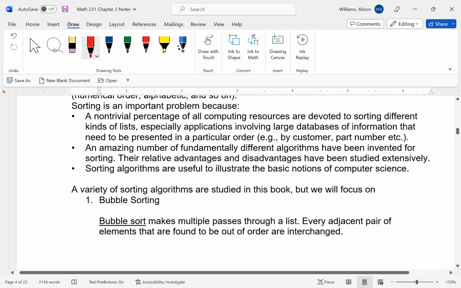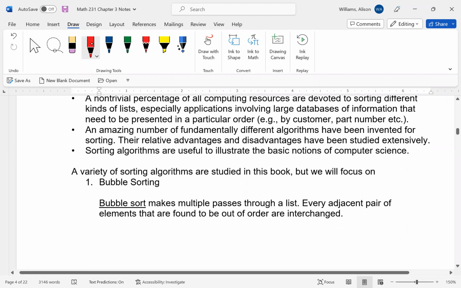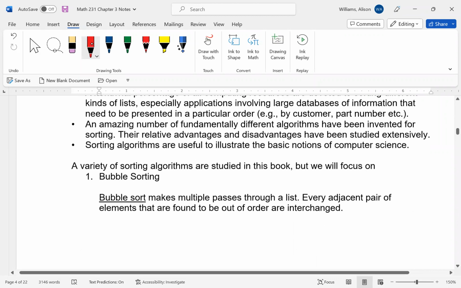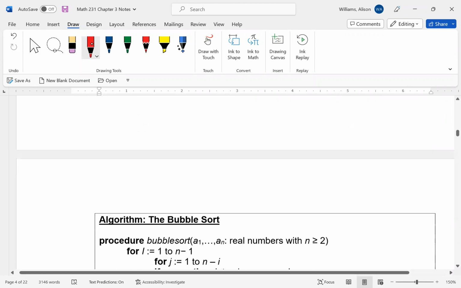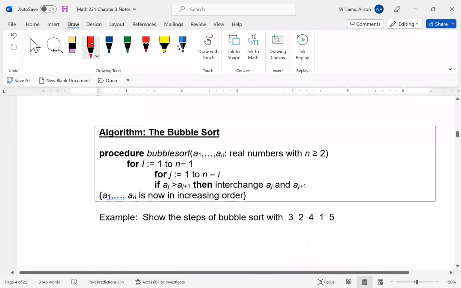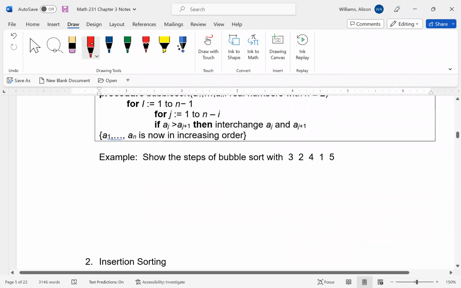Let's look at some that we're more interested in. The first type of sorting we're going to look at is called bubble sorting. Bubble sorting makes multiple passes through a list. Every adjacent pair of elements that are found to be out of order are interchanged. So we basically slowly put it in order, one step at a time. It's a pretty slow process. This is the listing of the code. I'm not going to go through that. I'm going to go through the process instead. I'm going to bubble sort this.